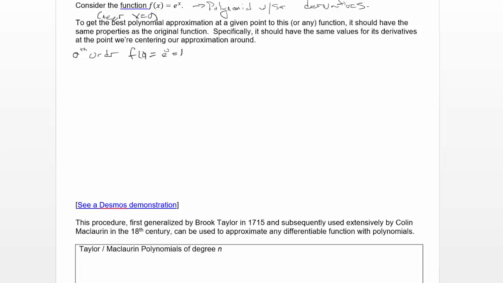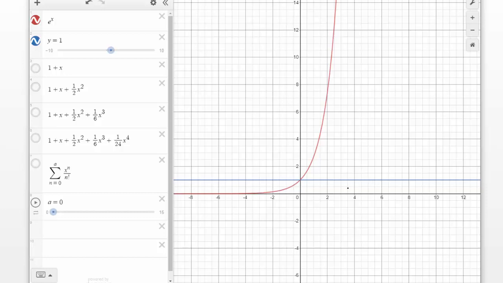I've got a graph of this on Desmos that I can pull up. Note that the graph of the horizontal line y equals 1 and the graph of e to the x are close to each other near 0, but they quickly are not even close to each other.